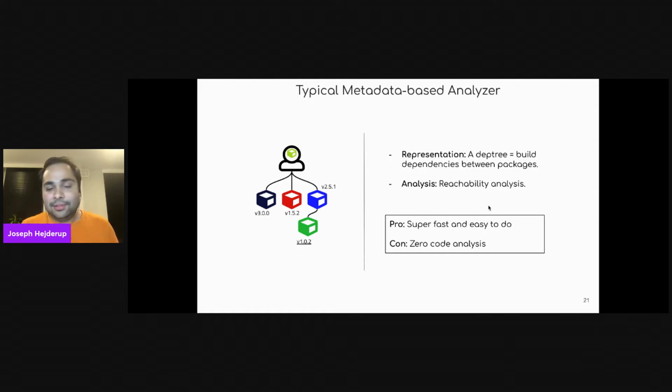So for example, version 1.0.2 might be vulnerable. And by doing reachability analysis, we can say, this is a package that you use and that particular version, so it is vulnerable. What is really nice with this approach, which is also the most adopted one, is that it's super fast and very easy to do. But the main problem is that you don't do any code analysis. You're basically using build metadata to try to infer how your project is using other libraries.